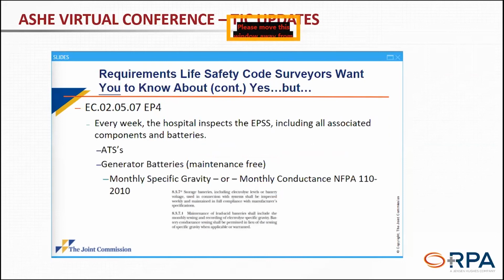And another reminder that you're performing your generator tests in appropriate frequencies. One thing that comes up with generators is these new maintenance-free batteries, which are allowed to be installed as of the new adoption of the 2012 code. But part of that maintenance-free battery, it does require some maintenance, oddly enough. And that means you have to do a specific gravity or monthly conductivity test in accordance with NFPA 110.